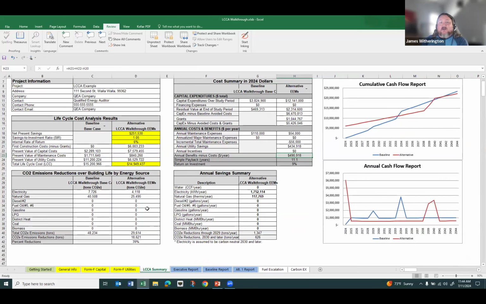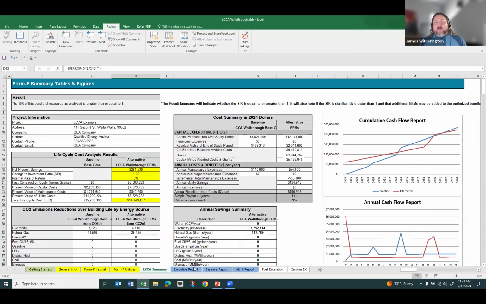It'll also give you your CO2 emissions reductions over building life by energy source. And I know that there are grants and funding opportunities, other things like that, that sometimes ask for this type of information. So if you are conducting life cycle cost analysis and you're looking at grant opportunities and funding opportunities, filling out this form will actually help you capture some of this data as well.